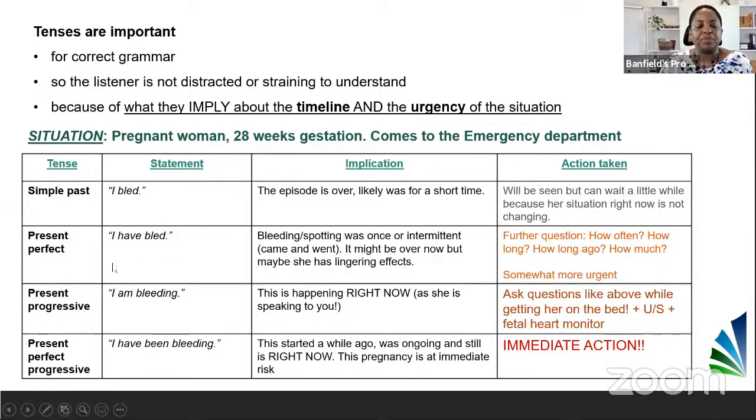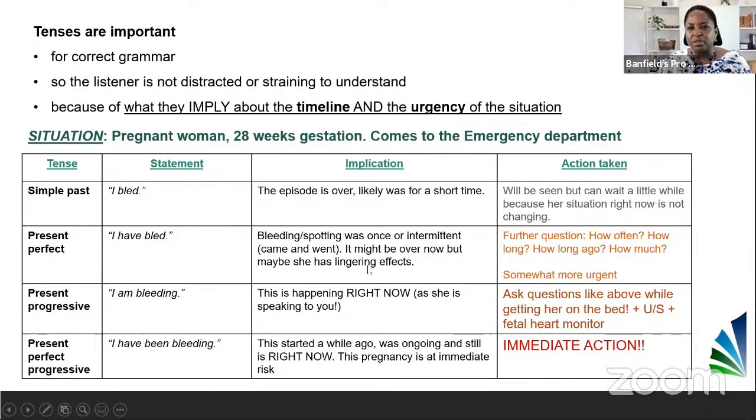But she comes in now, scenario 2, and she says, I have bled. Now, again, we get the idea that maybe it's over for now, but there's the impression that the bleeding and the spotting may have happened once, but it may have been intermittent. It may have been come, go, come, go, come, go. Right now, as she's speaking to you, she might not be actively bleeding or spotting.